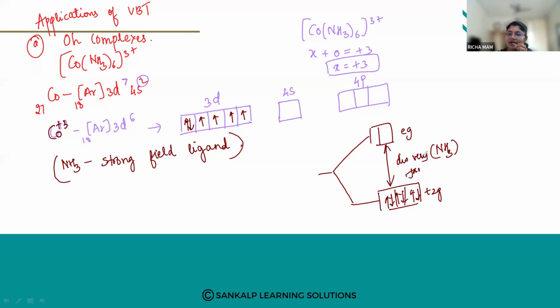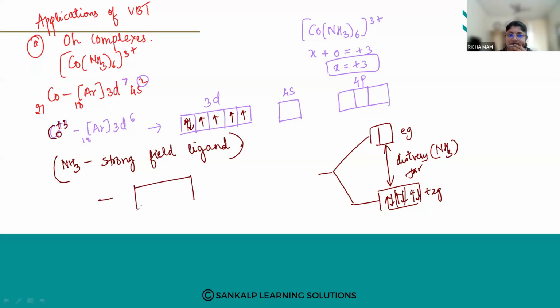So because of that, what is happening? The electron pairing takes place here only. So what will happen now? When it comes in contact with a strong field ligand like ammonia, the electrons will get paired up in the 3D orbitals. Okay. So how does the pairing take place?